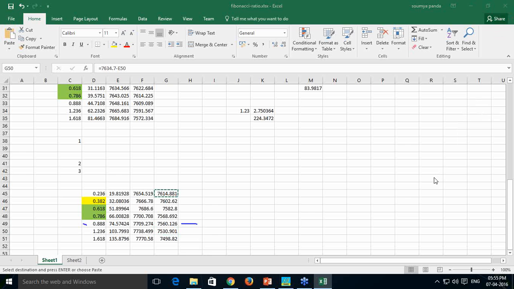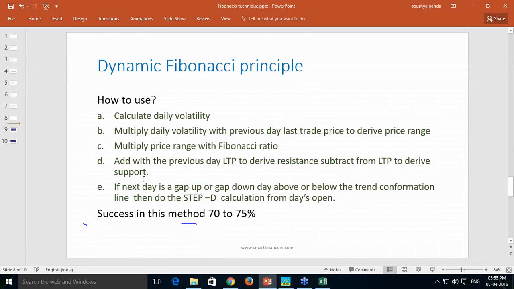Never compromise, without corrupting the Fibonacci sequence. I have not used any new ratio here. I have not said that this is the ratio you should use. The ratio we have used is the Fibonacci ratio. Without compromising that, we have just estimated these particular things. So this is the difference between the dynamic Fibonacci principle and the static Fibonacci principle.